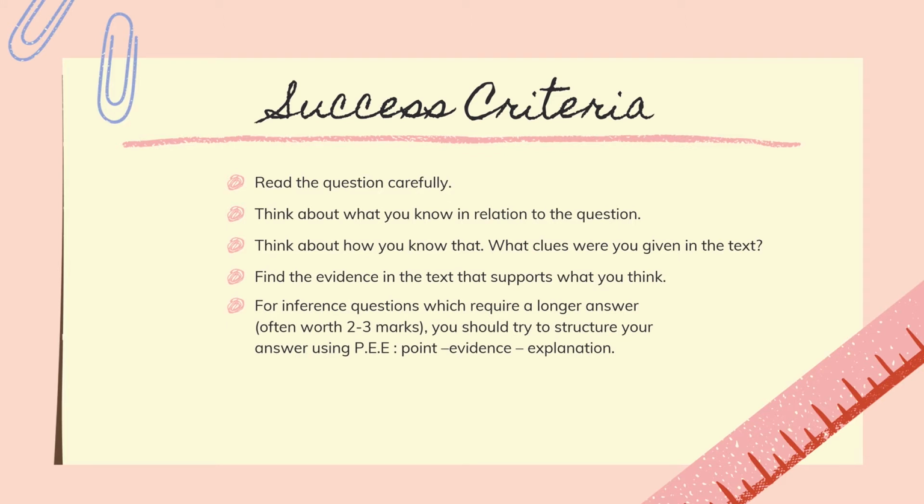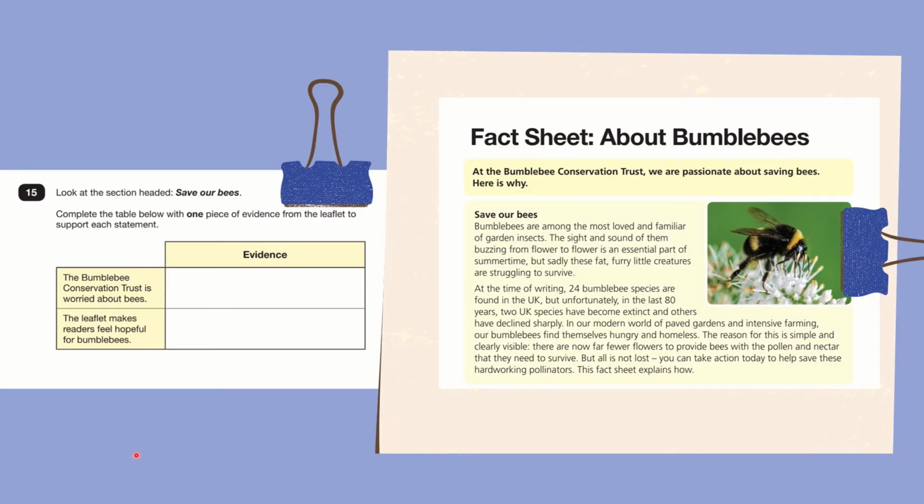And for inference questions which require a longer answer, which is often worth 2 or 3 marks, you should try to structure your answer using point, evidence, explanation, or PEE as the acronym. Children always enjoy the acronym PEE, but making your point, which is I think this, the evidence, and why that evidence supports your point. Here is an example of an inference question from the 2019 Key Stage 2 reading paper.